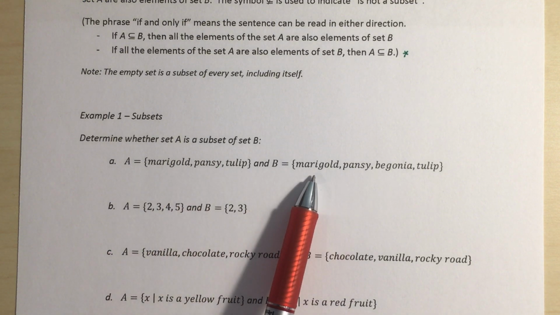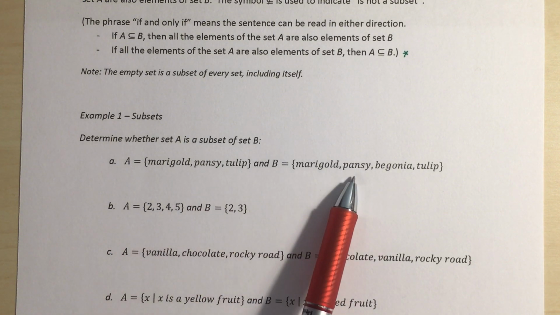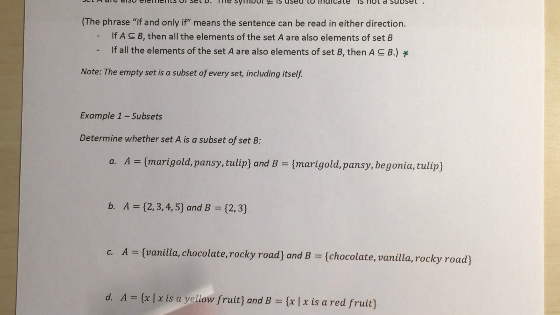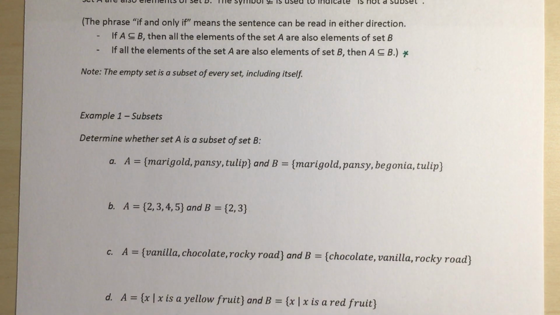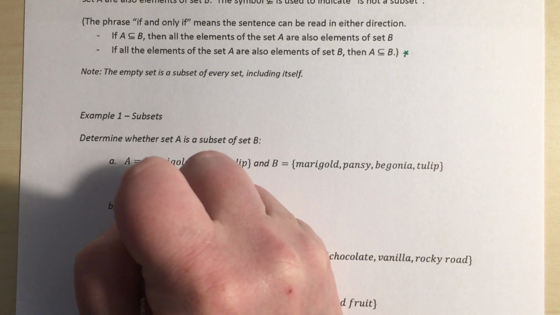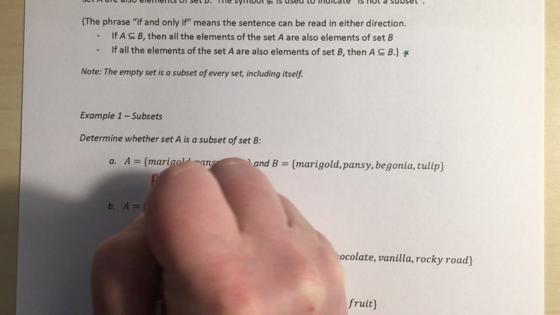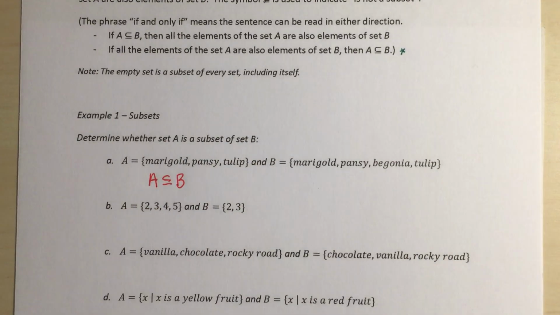All right, so we look at the elements of A. Marigold, well, that's also in B. Pansy, well, that's also in B. And tulip, that's also in B. So since all of these elements are also elements of B, then we can say that A is a subset of B.